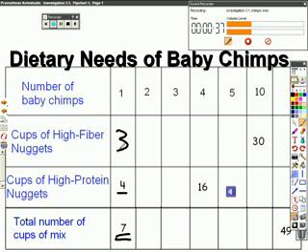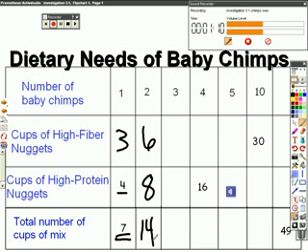So this gives us our base. For 1 chimp, we have 3 cups of high fiber and we have 4 cups of high protein, which gives a total of 7. So for 2 baby chimps, we simply do 2 times 3, which is 6, and then 2 times 4, which is 8. We total this up and we get 14.